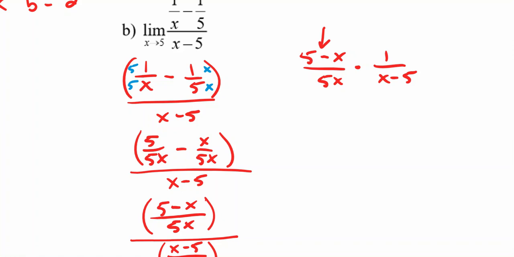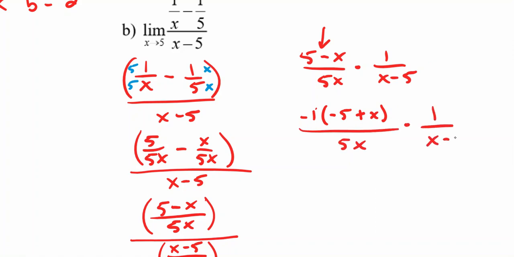So if we factor the -1 out of the top there, that would be -1 times, and then now this would be -5 plus x. And then that's perfect, isn't it? -5 plus x is the same thing as x minus 5. So good to go. And then over 5x times 1 over x minus 5. And then now those are good to cancel, right? Okay, and then just in the end here, writing it all out, we've got -1 over 5x.